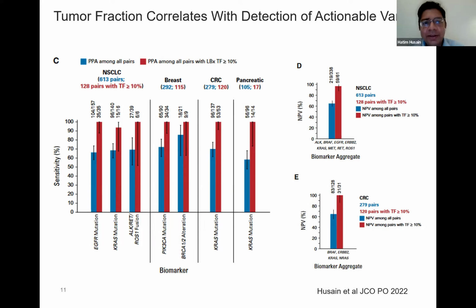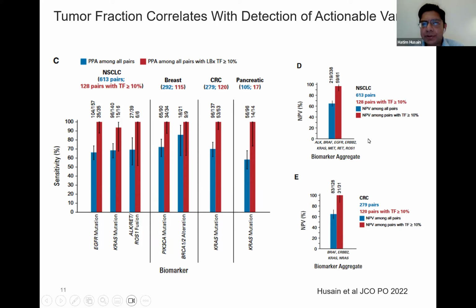So I think one thing that was really curious in this paper also is citing and looking at the positive predictive value as well as the negative predictive value here. And here it actually shows that for finding certain genomic alterations, when the tumor fraction is greater than or equal to 10%, the sensitivity for finding those alterations is a lot better than for an all-comer group that doesn't just look at those patients with higher tumor fractions.